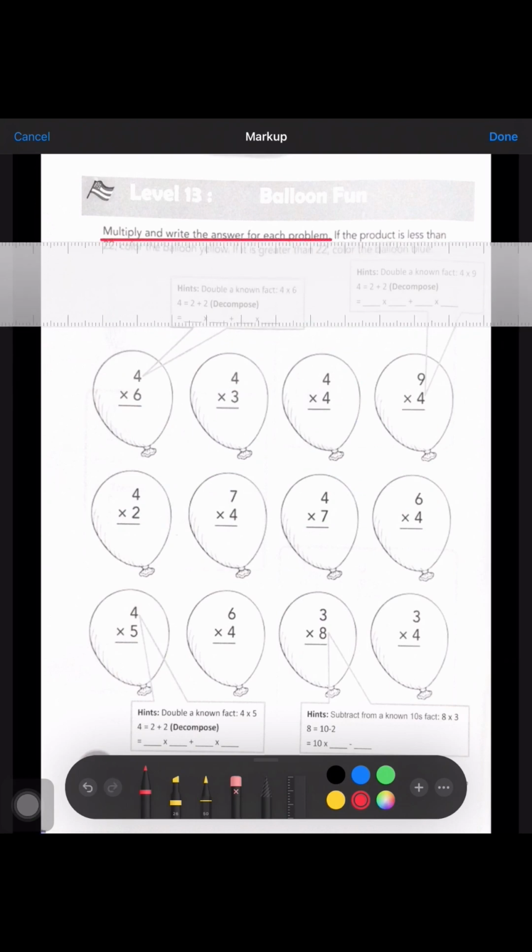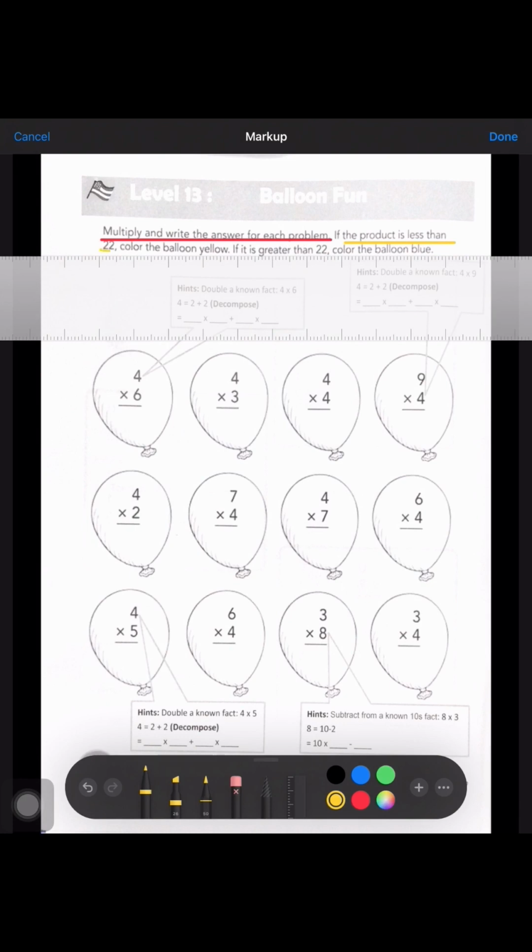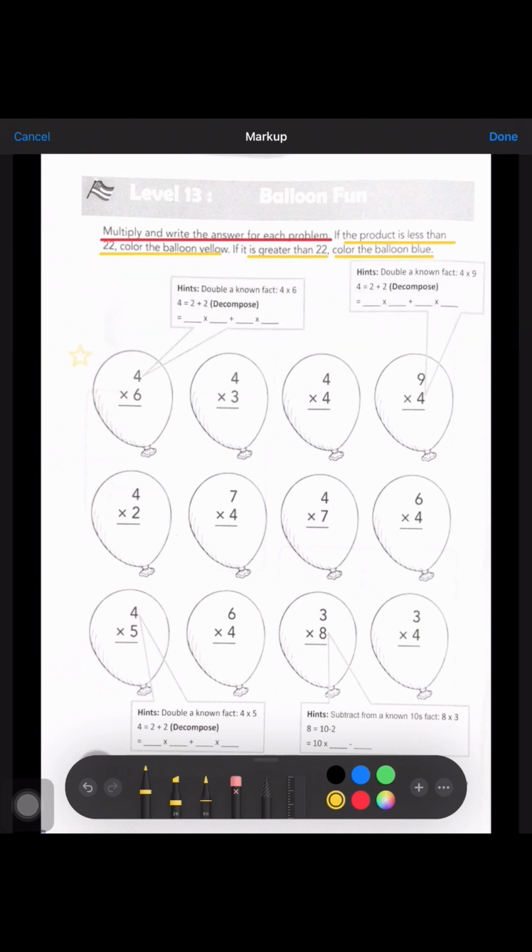Multiply and write the answer for each problem. If the product is less than 22, color the balloons yellow. If it is greater than 22, color the balloons blue. The first one is 4 times 6. So we use the doubling method to find 4 times 6. We decompose 4 into 2 and 2. So we can double 2 times 6 to find 4 times 6.